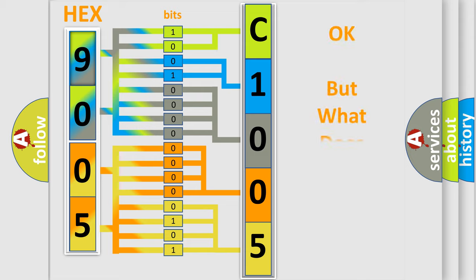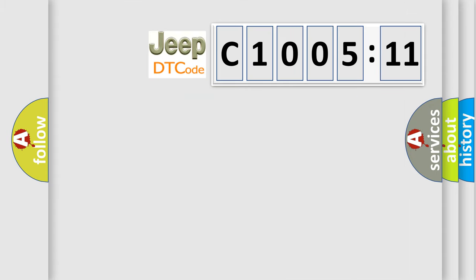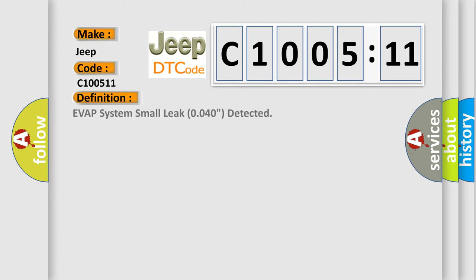The number itself does not make sense to us if we cannot assign information to what it actually expresses. So, what does the Diagnostic Trouble Code C1005-11 interpret specifically for Jeep? The basic definition is EVAP system small leak 0040 detected. And now this is a short description of this DTC code.